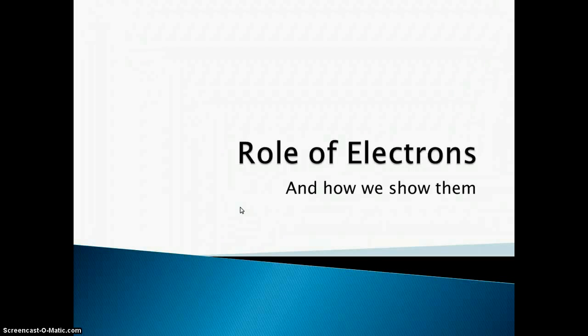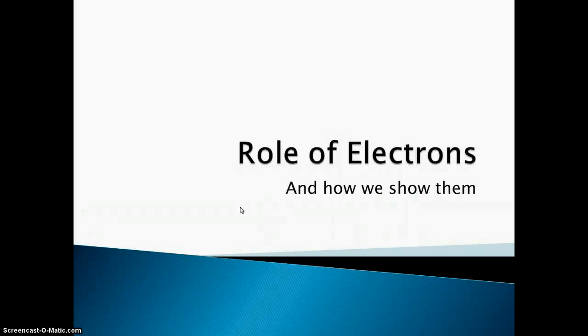Today we're going to talk about the role of electrons and how we show them. So we've been talking a lot about the atom in the past, and we've been talking about chemical reactions, chemical changes, those types of things. So now we're going to move into the role of electrons and sort of how we show electrons, where they are, and how they move.